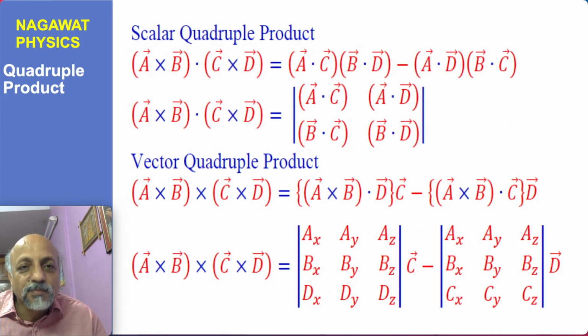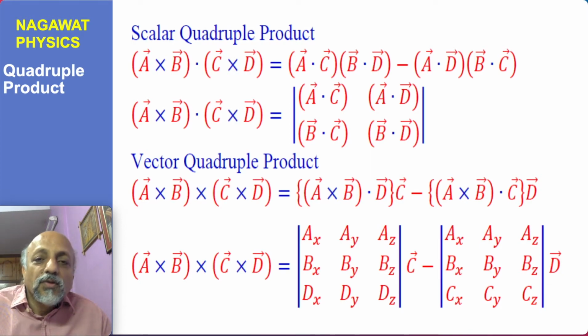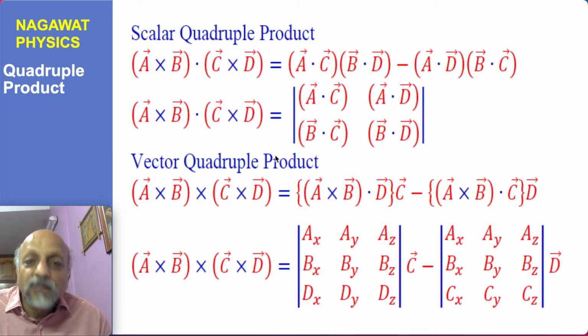Now you can also define the quadruple product, and quadruple products of two kinds are defined here. The scalar quadruple product is a cross b dot c cross d, the basic definition remains the same, and you can very easily prove that a cross b dot c cross d is given by this determinant. This determinant involves all four dot products: a dot c, a dot d, b dot c, b dot d, in determinant form.